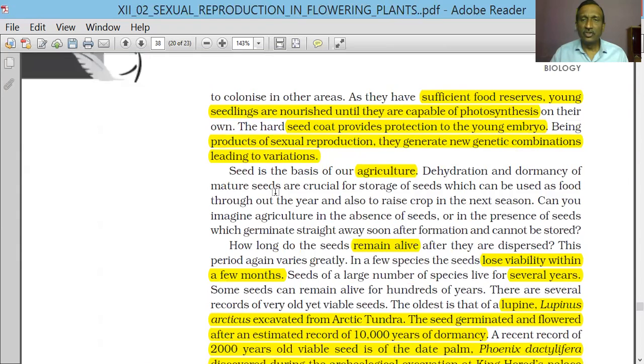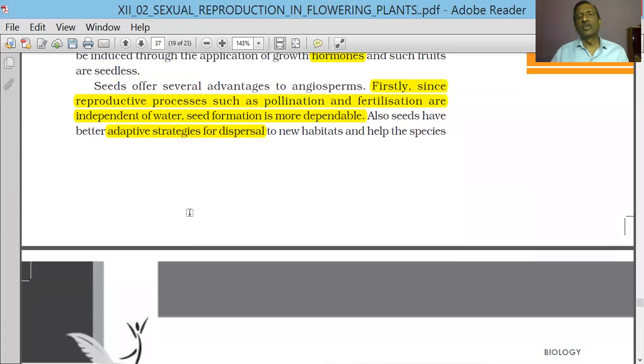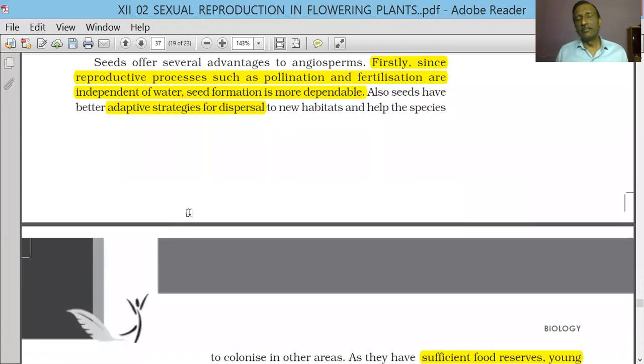Okay. Now, seed has got several advantages. Let us finish this also, and from there, next topic we will study tomorrow. Seed has got number of advantages. First of all, it is the base of agriculture. Without seed, we can't think agriculture.